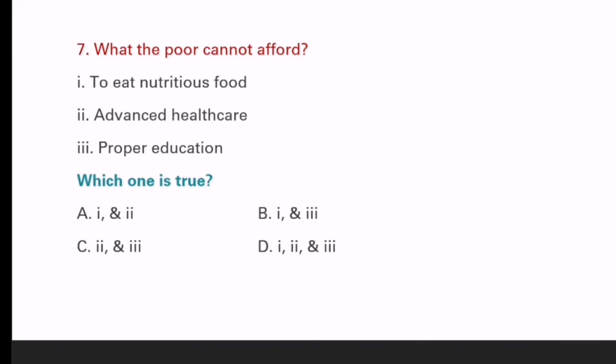Here the question is, what can the poor not afford? To eat nutritious food, that is option 1. Then they cannot afford advanced healthcare. And then there is option 3. They cannot afford proper education. So according to this, which one is correct? The four options here are A. 1 and 2, B. 1 and 3, C. 2 and 3, and D. 1, 2 and 3. The answer will be D, 1, 2 and 3, because we know that the poor cannot afford any of them.